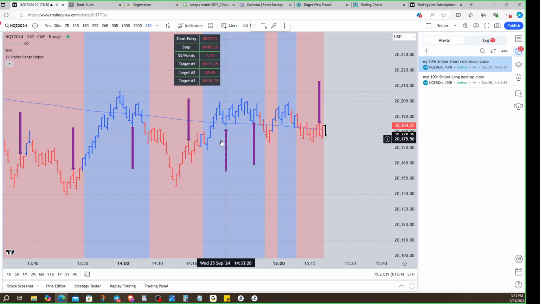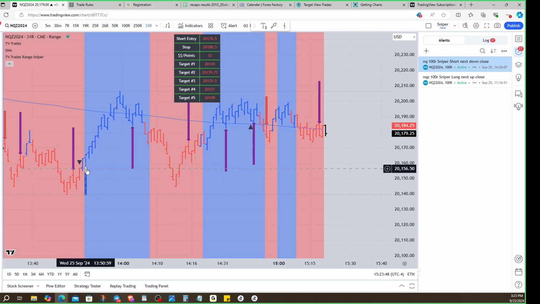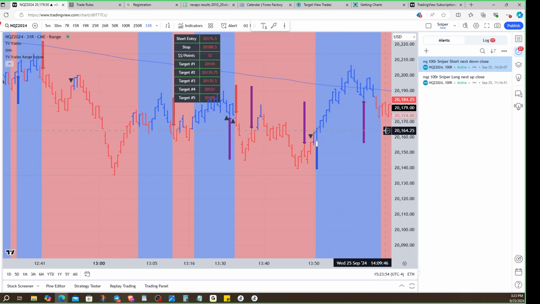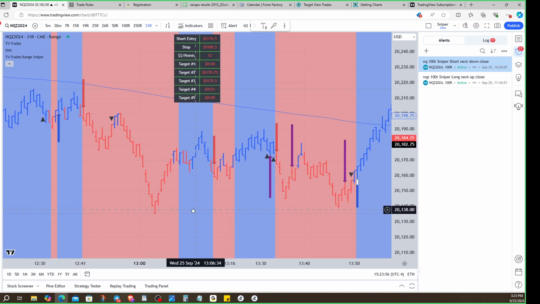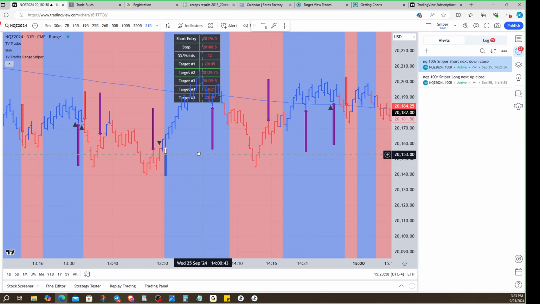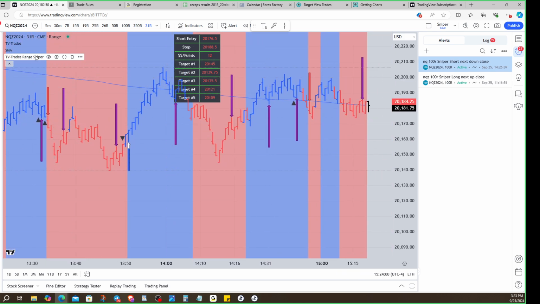The sniper. Now, the sniper is not going to grab the beginning of the trend. All right, that's what the TV trades is for. Is to get you in early on in the trend, like this. The sniper is to get you in on the pullbacks in the middle of a trend. That's what it's there for. Right? And you can use that in many different ways.